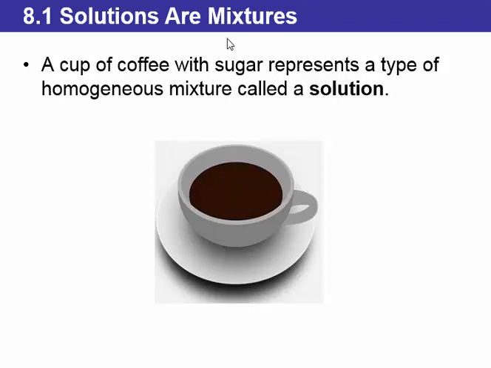Most of the chemicals in our everyday life exist as mixtures, and one type of mixture is known as a solution, which is defined as a homogeneous mixture. An example of a solution is a brewed cup of coffee with sugar dissolved in it, and the brewed cup of coffee, even without the sugar, would be a solution.